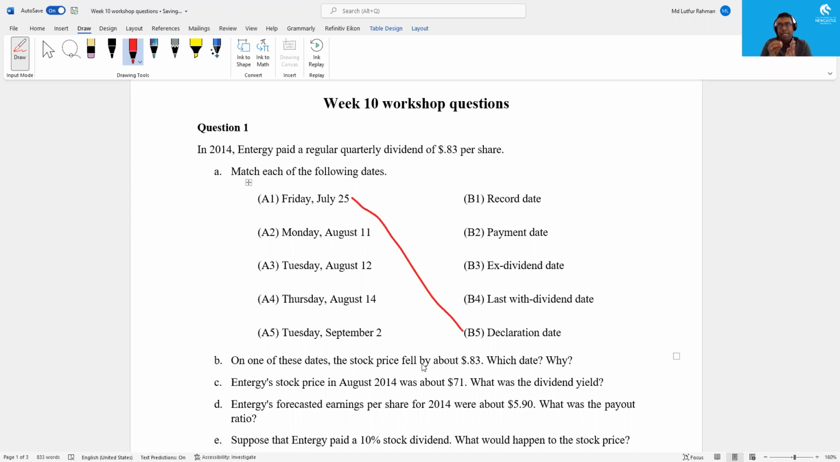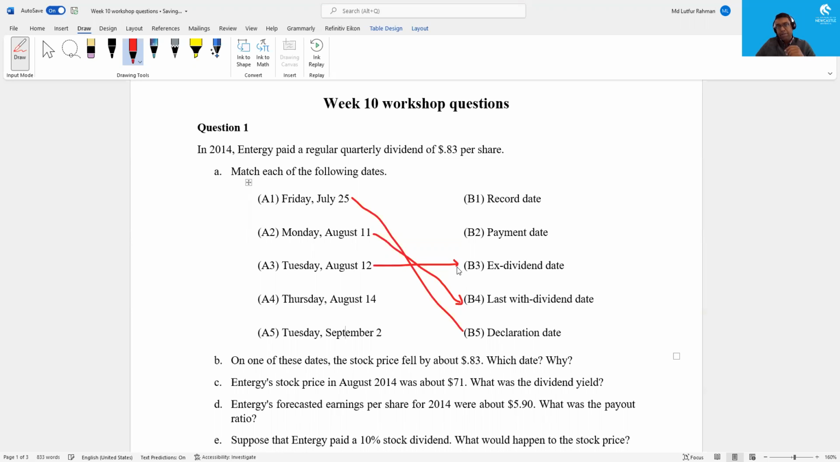If you want to get this year's dividend, then you have to buy the share before the ex-dividend date. Because on the ex-dividend date, if you buy the share, you will not get the entitlement of that share by the record date. As a result, you are not eligible to get the dividend. So Monday, August 11 should be the last with-dividend date. Which means that if you want to get this year's dividend, you have to buy the share by August 11. Then August 12 is the ex-dividend date.